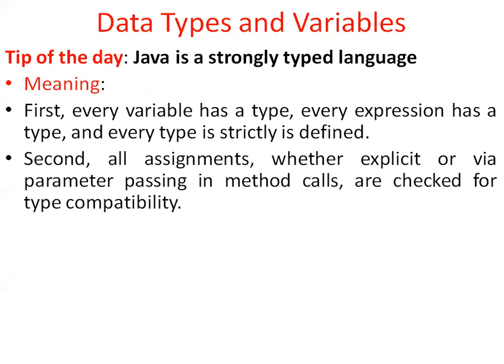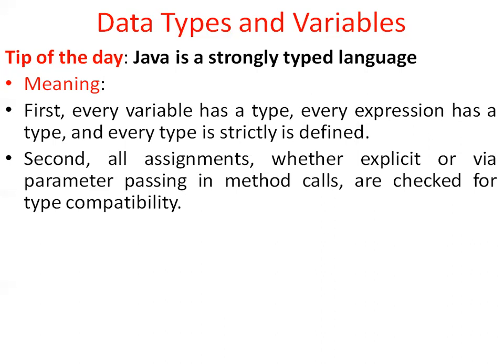And the second thing is all assignments, explicit assignment, or sometimes it may be parameter passing in method calls or function calls. You may be passing actual parameters and they will be copied into formal parameters in function calls. So that is also one kind of assignment. These assignments are checked for type compatibility. That means when you assign one variable to another variable, whether both are of the same data type or not, Java checks this type compatibility when it performs assignments.